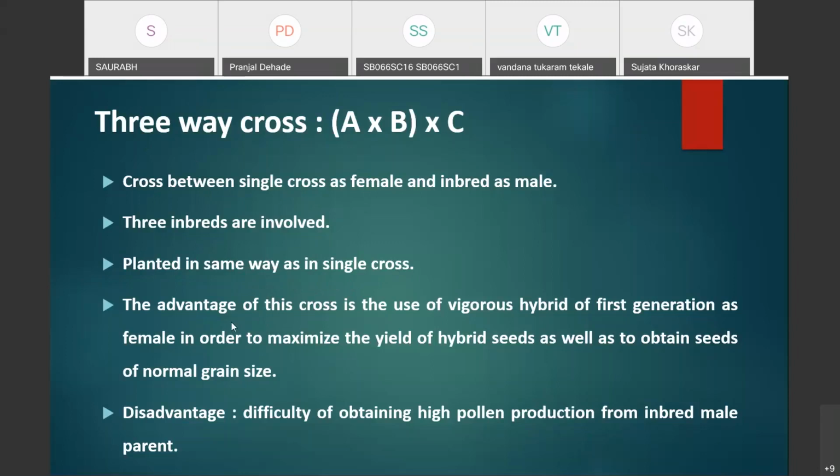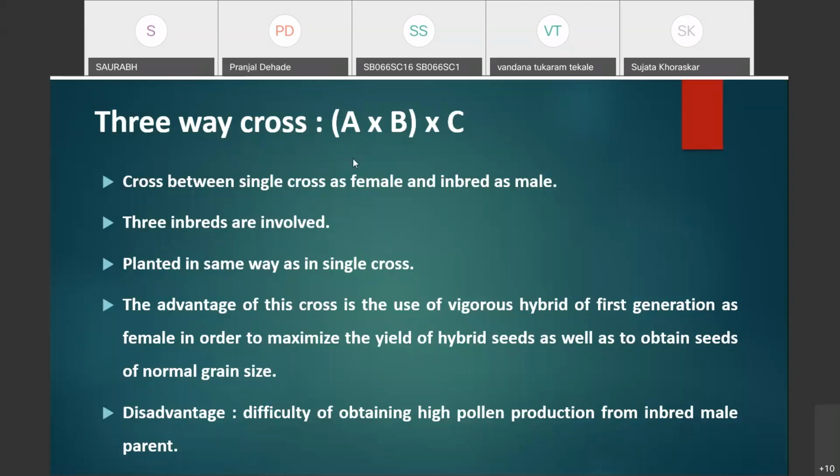The advantage of this cross is the use of the vigorous first generation hybrid as female, in order to maximize the yield of hybrid seeds as well as to obtain seeds of normal grain size. We have discussed the single crosses. The progeny produced by single crosses show hybrid vigor, but the grain size is small.